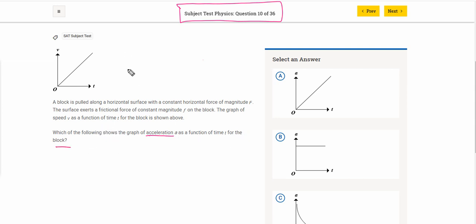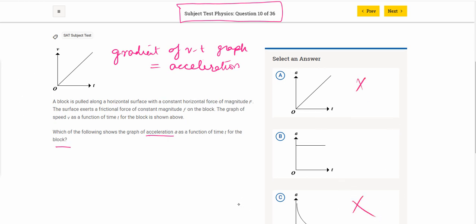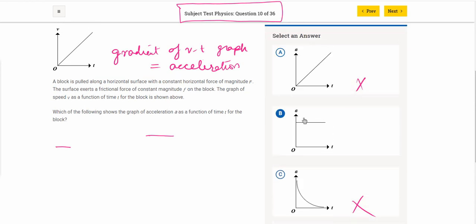So acceleration, if you have to find out the acceleration from the velocity time graph, that is the gradient. So the gradient of the velocity time graph is our acceleration. So for this one, you can see that the gradient of this graph will be a positive constant number, because its gradient is a constant positive number. So it will not be option A, it will not be option C, it will not be the other options D and E. The correct option will be option B.